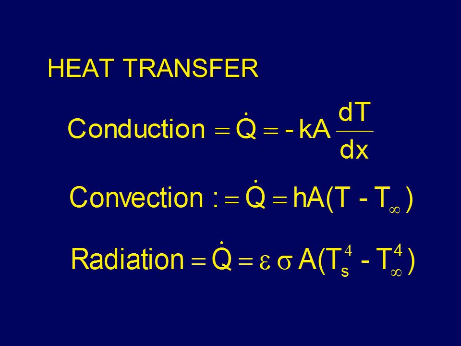k is the thermal conductivity, so something like copper, which has a k of about 400 watts per meter degrees C, would have a much higher rate of heat transfer than glass or air, if you could get stagnant air, which has a very, very low k, or thermal conductivity.